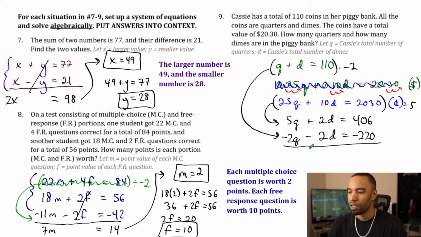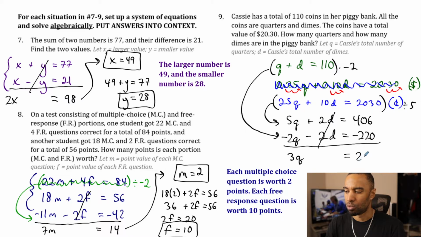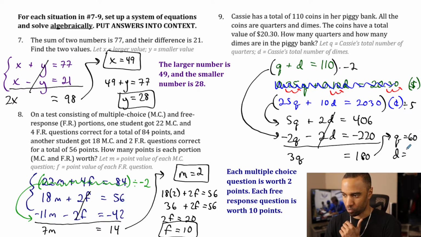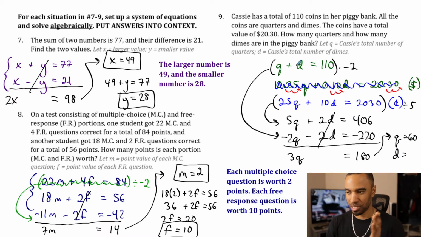So therefore I will. 5Q minus 2Q is 3Q. The D's cancel here. 2D minus 2D is 0D. And then 406 minus 220 is, no, 180. So 3Q equals 180, therefore Q equals 60. I'm really running out of room here. I'm just going to write what D equals based on my top equation. 60 plus D is 110. Subtract 60, you get D equals 50. So that's my answer set.